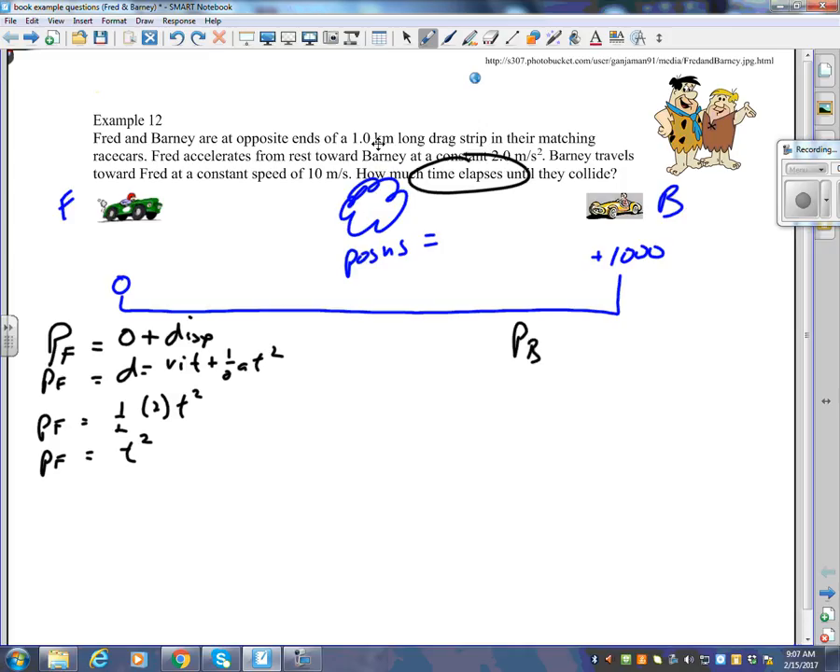Position Barney. I'm going to move it over a little bit. Position Barney. Now, what position does he start at? He starts at 1,000. And would you agree with me that his position is equal to 1,000 plus his displacement as well? Would you be okay with that? Barney's position is equal to 1,000 plus his displacement. Now, some of you might be thinking, shouldn't it be subtract? Well, the displacement's going to be negative, so I'll take care of that.